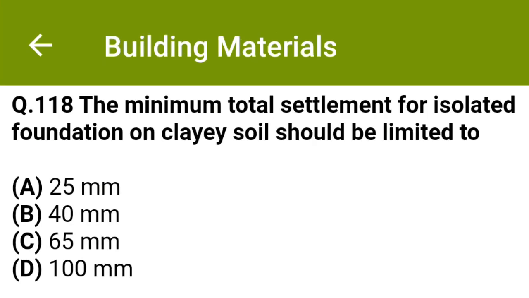The maximum total settlement for isolated foundation on clayey soil should be limited to: option A 25 mm, option B 40 mm, option C 65 mm, option D 100 mm. The correct answer is option C, 65 mm.